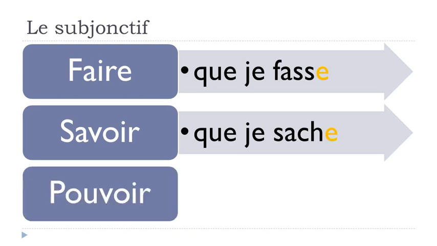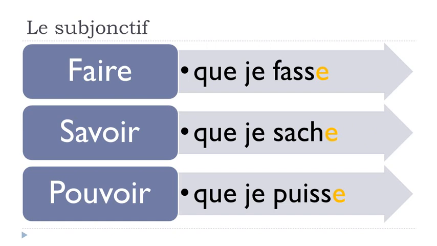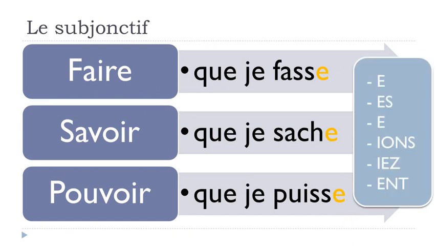And then pouvoir, can, will give you que je puisse. Exactly the same thing here. You take the ending away, and then you put the endings according to the person. So remember: faire, to do, que je fasse; savoir, to know, que je sache; pouvoir, can, que je puisse. And then the endings: es, ions, iez, ent.